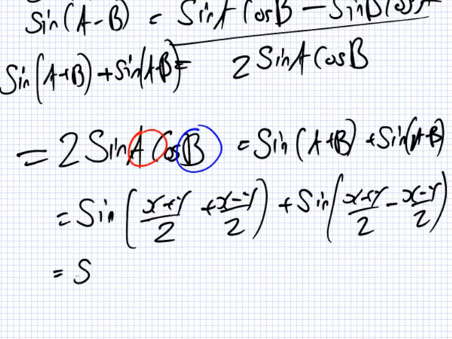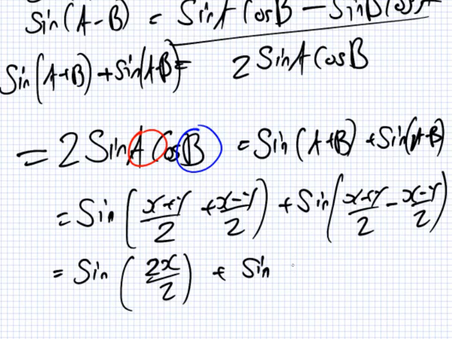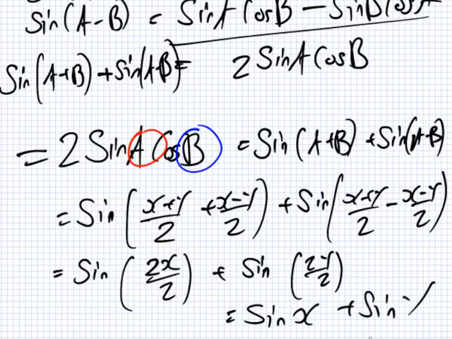That would be sine 2x over 2 plus sine 2y over 2, which would be sine x plus sine y.